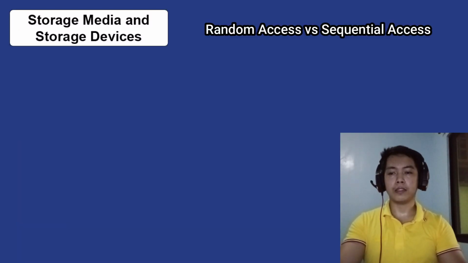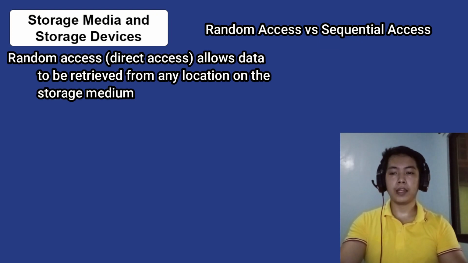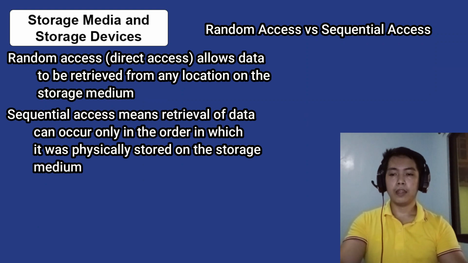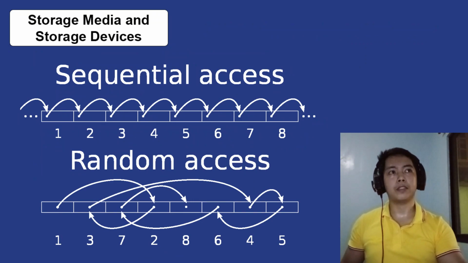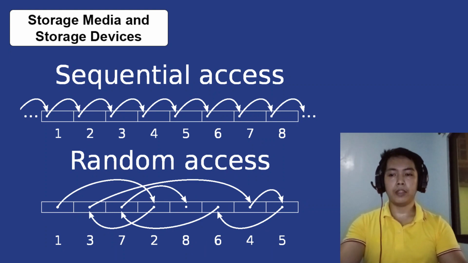Next is random access versus sequential access. Random access, or direct access, allows data to be retrieved from any location on the storage medium. If you have a number of files in your storage, then random access will randomly pick or load to retrieve data from that storage. Sequential access means retrieval of data can only occur in the order in which it was physically stored on your storage medium. From the word sequential, sequence, so in order. If we have random access, it would be like 1, 3, 5, 7, 8, 2 or 9, 3. In sequential, it will be 1, 2, 3, 4, 5, and so on.